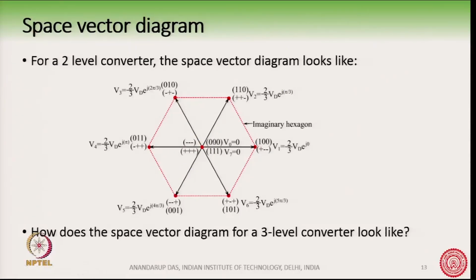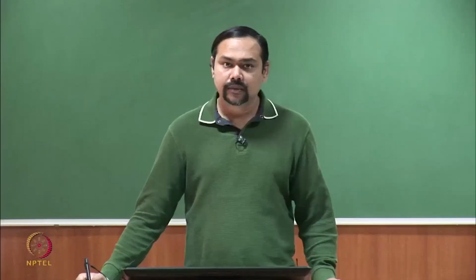So if there was a VREF something like here, we started with this vector. This vector was switched, for example, for T0 by 2 period, then this vector would have been switched for T1 period, this for T2 period and again T0 by 2 period. Something like 0 0 0 going to 1 0 0, going to 1 1 0 and again 1 1 1. So T0 by 2, T1, T2 and T0 by 2. This is how it was switched, remember that.